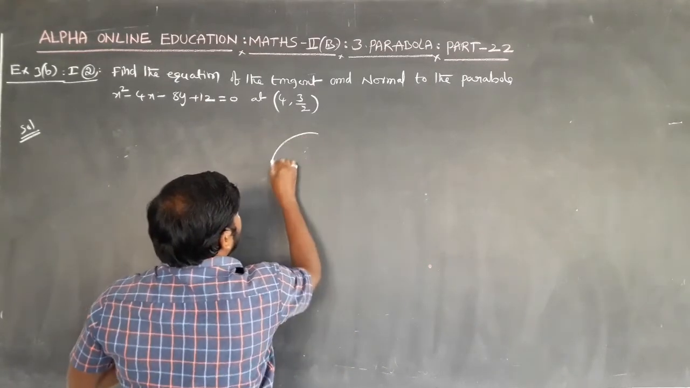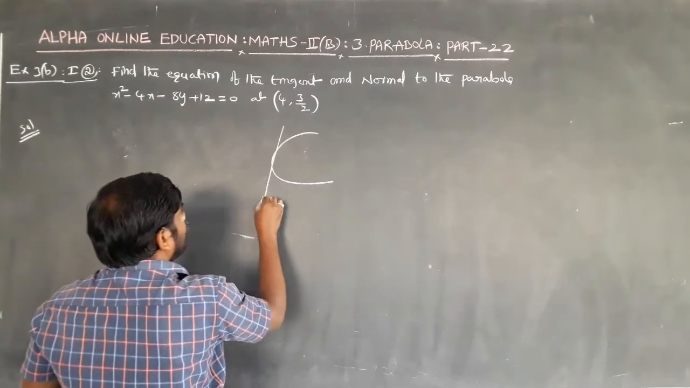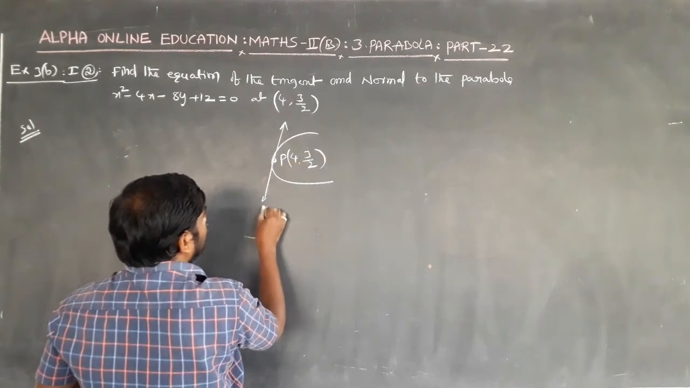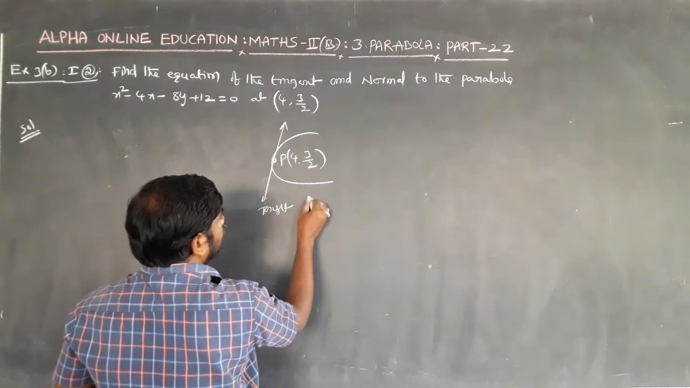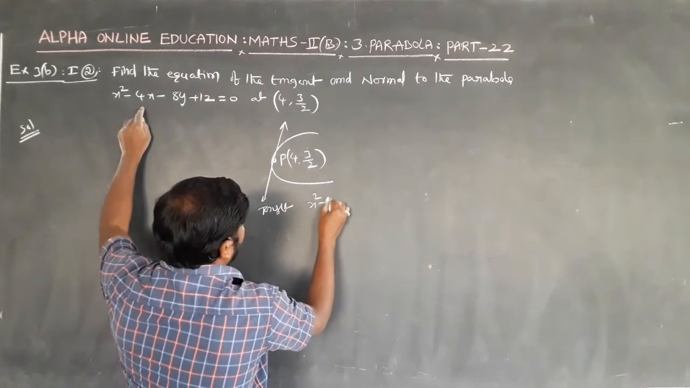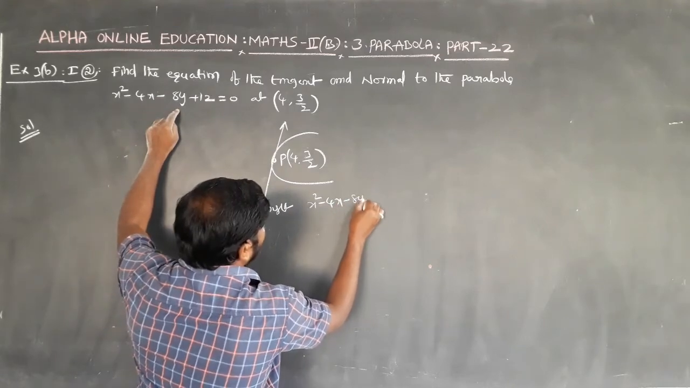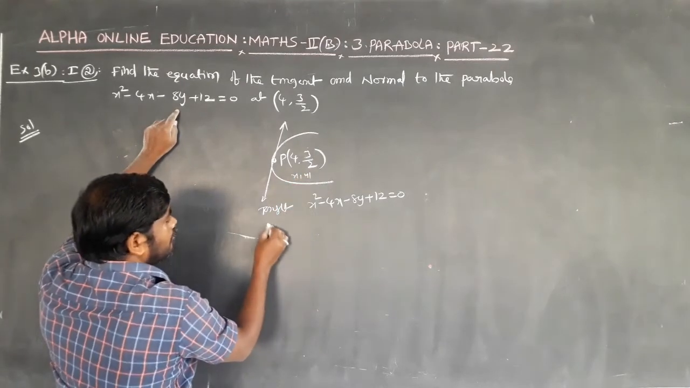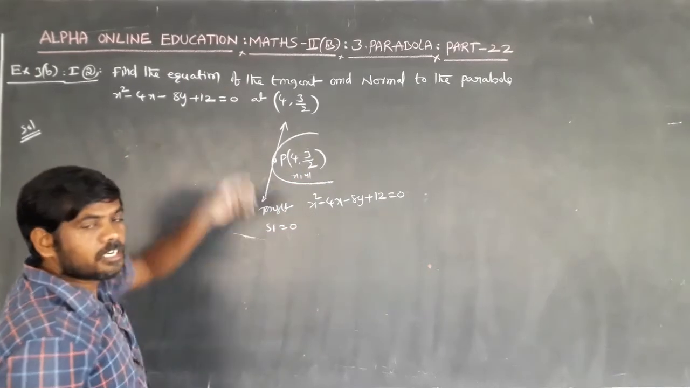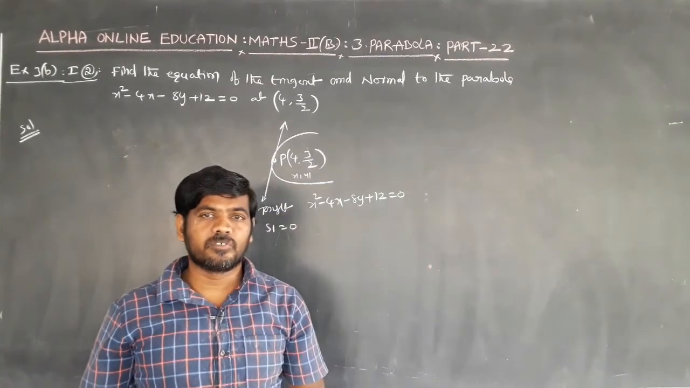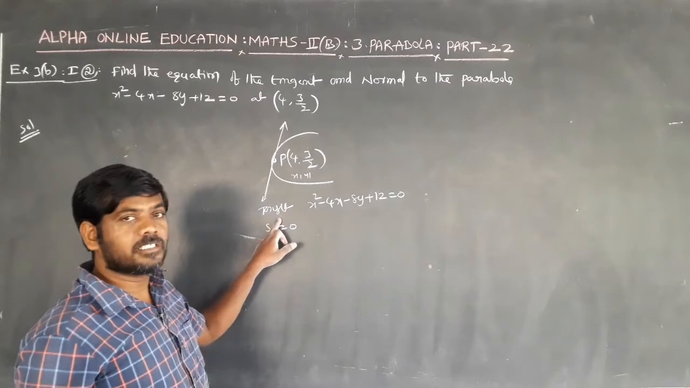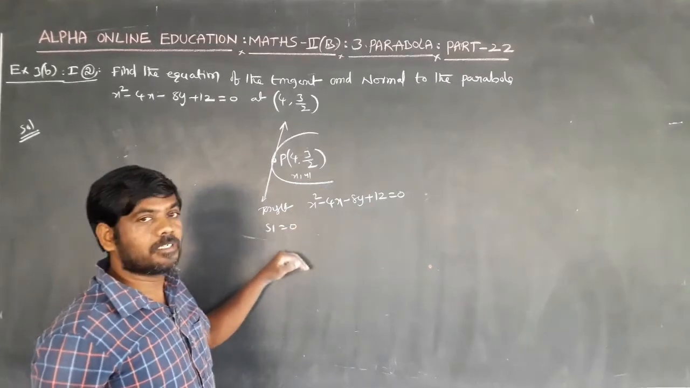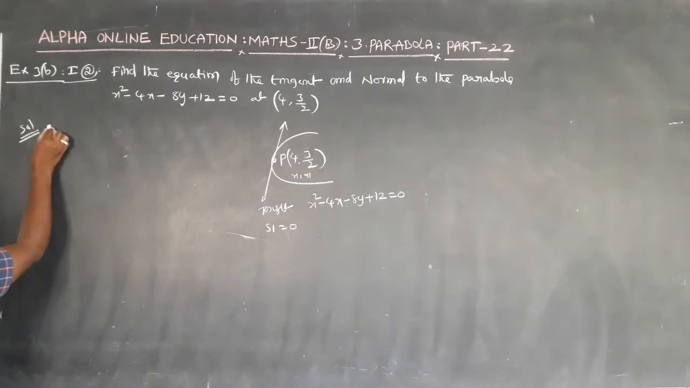This is the equation of the parabola. Find the equation of the tangent at 4 comma 3 by 2. The equation of the parabola is x square minus 4x minus 8y plus 12 is equal to 0. Always, the equation of the tangent to any parabola at the point P(x1, y1) is S1 is equal to 0.